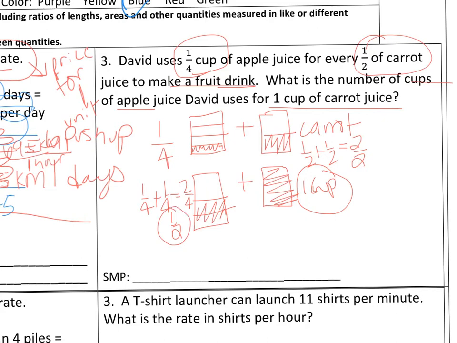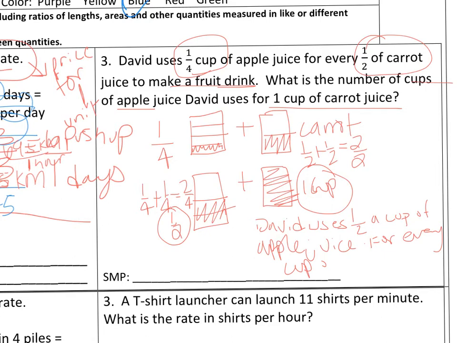So here you would write a sentence like, David uses half a cup of apple juice for every cup of carrot juice to make the fruit drink.